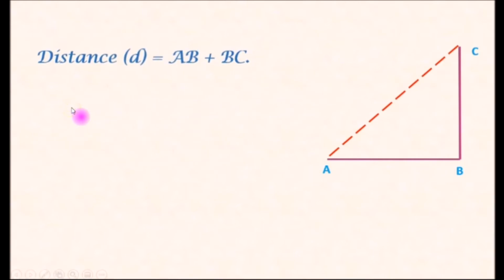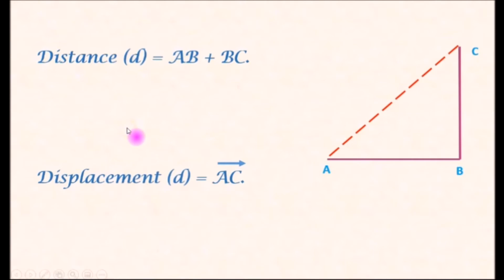Let's see the difference between distance and displacement. Distance is the sum of both distances, AB and BC, while the displacement is AC. AC is the shortest straight line, and we need to draw this arrow to say that we start the movement from point A and we end the movement at point C. It is not a solid line, it is a dashed line.